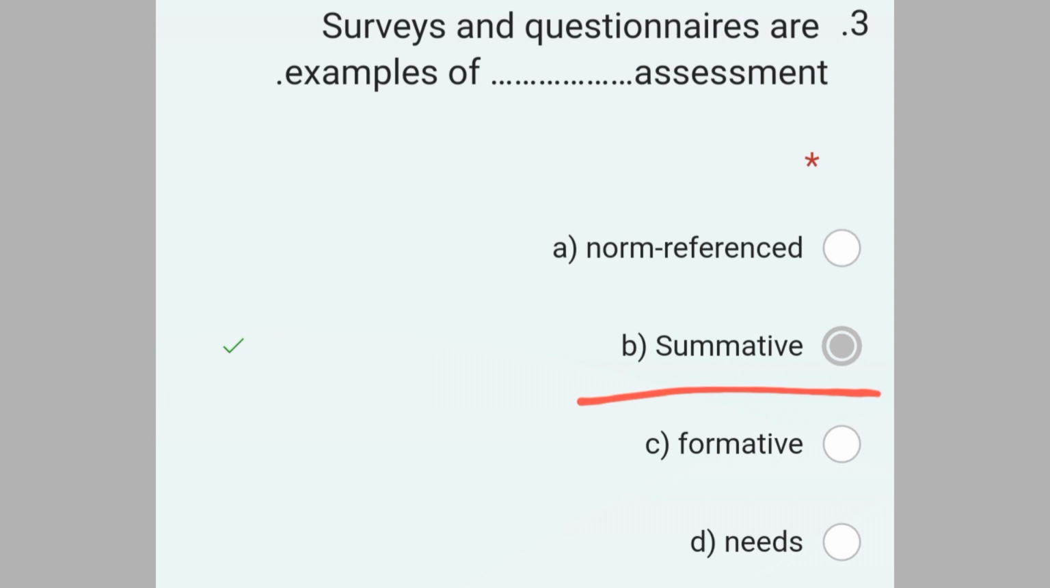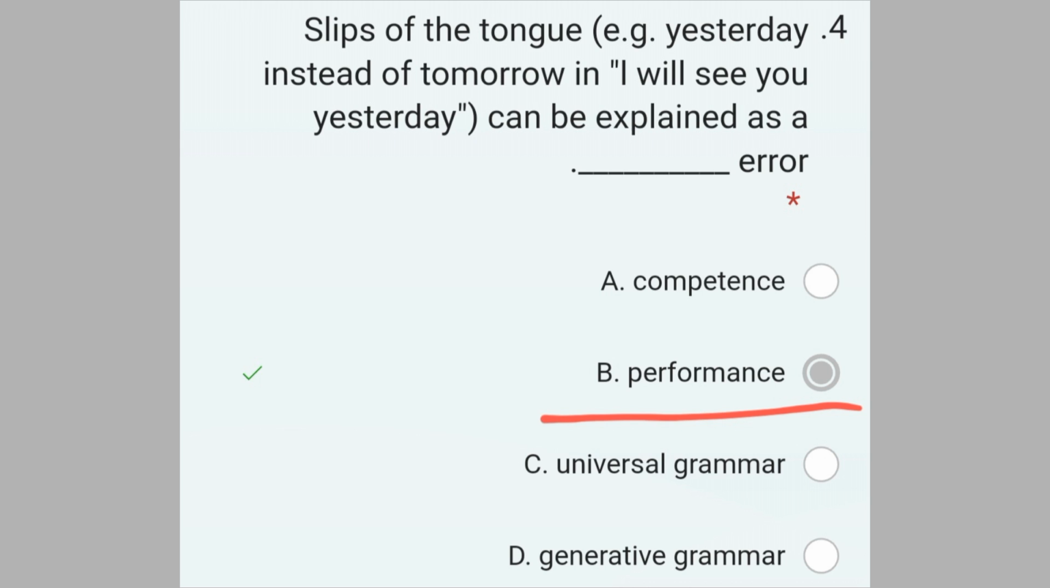3. Surveys and questionnaires are examples of assessment. A. Norm referenced. B. Summative. C. Formative. D. Needs. 4. Slips of the tongue, e.g. yesterday instead of tomorrow in "I will see you yesterday," can be explained as a error. A. Competence. B. Performance. C. Universal grammar. D. Generative grammar.